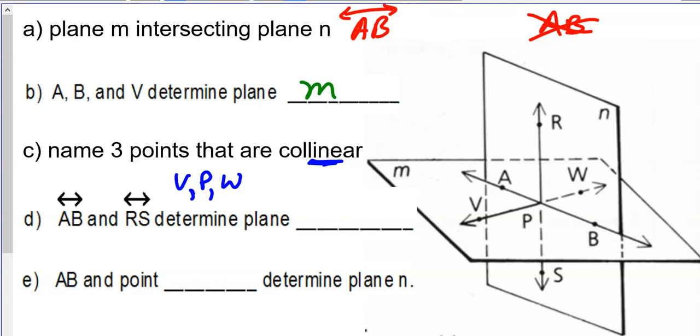All right, lines AB and RS determine what plane. So AB and RS. Okay, so again, intersecting, that has to be going up and down, so that's going to be plane N.